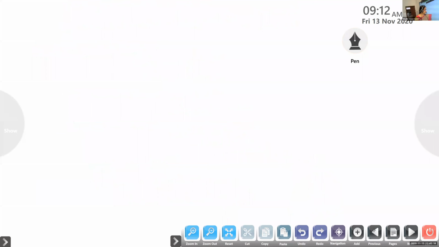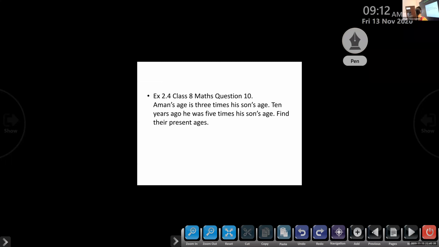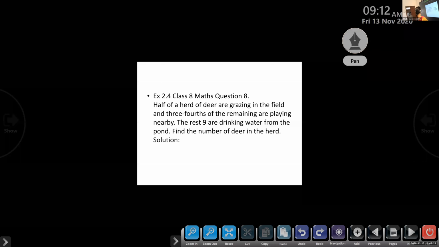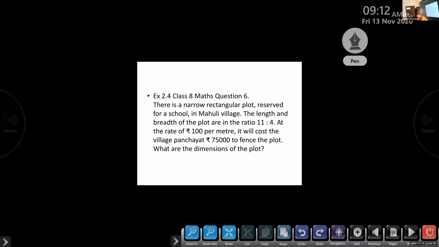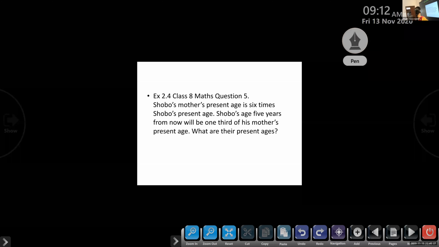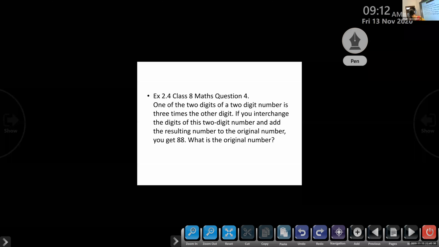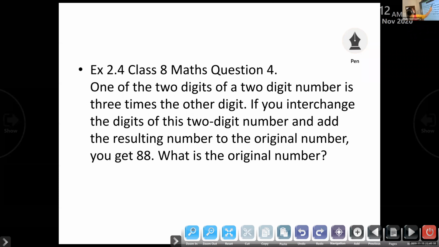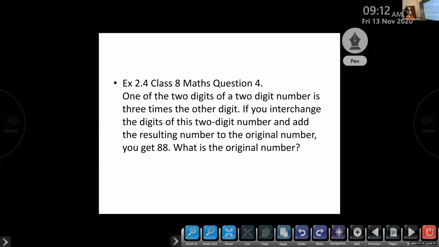Yes, ma'am. Now you have one more question. Write this one. One of the two digits of a two-digit number is 3 times the other digit. If you interchange the digits of this two-digit number and add the resulting number to the original number, you get 88. What is the original number? Write the question.